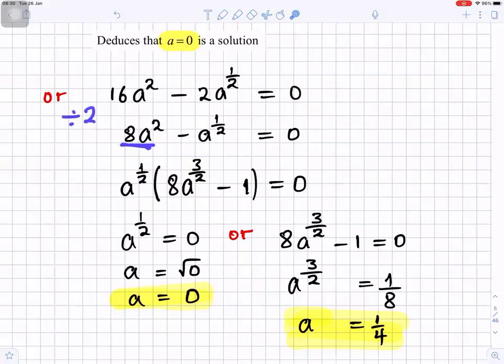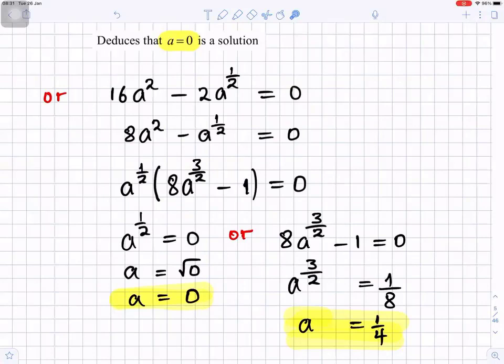So it becomes 8a squared, divide by 2, divide by 2. It becomes 8a squared minus a to the half equals 0. Factorize a to the half out of the bracket. So it becomes a to the half, 8a to the 3 over 2, because 3 over 2 plus a half will give you a squared. So 8a to the 3 over 2 minus 1 equals 0.